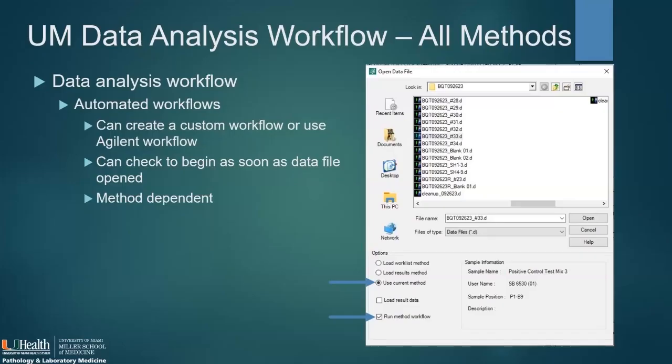So you can see I have the little circle checked to use the current method. We always load our method as we open up data analysis and before we load any data files. Then I have the checkbox that says run method workflow. Since I'm using the current method, let's run that method workflow. There is the option to uncheck that, and right above it, it says load results data. So if you've closed out of a data file, completed and saved it, but need to reopen it to take a look at it, you would uncheck run method workflow and check load results data. That's how you get around that without messing with your automation.